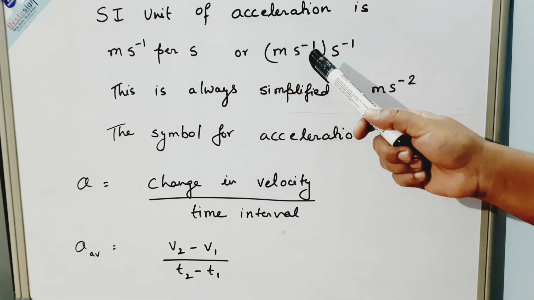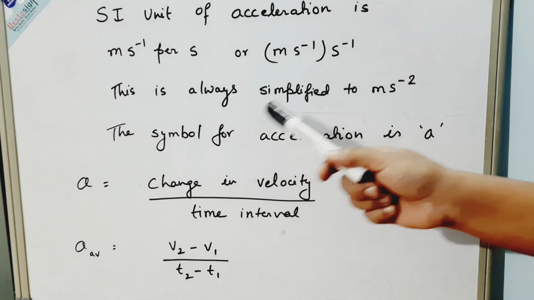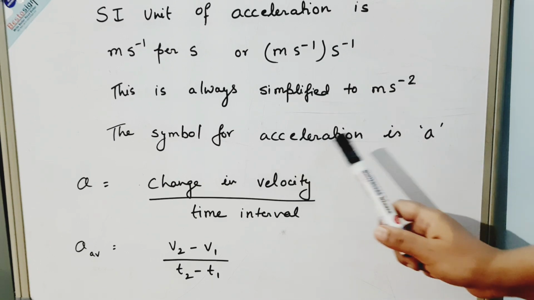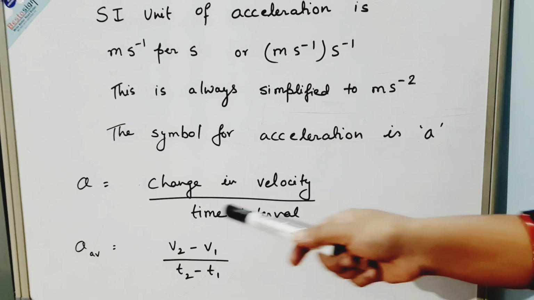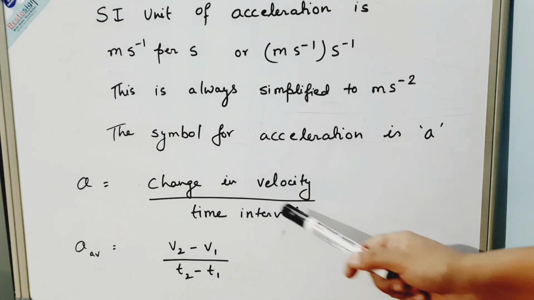The SI unit of acceleration is meter per second per second. This is always simplified to meter per second square. The symbol for acceleration is small a. We can also represent acceleration in this form, that is change in velocity by time interval.